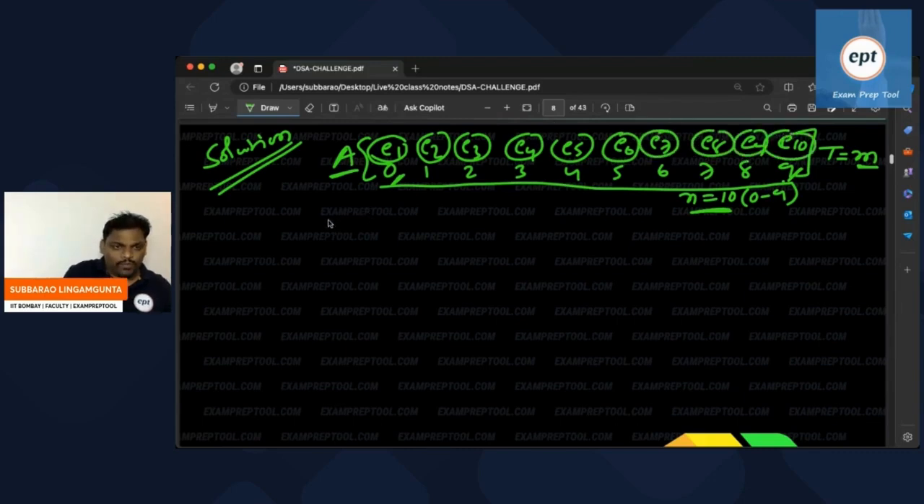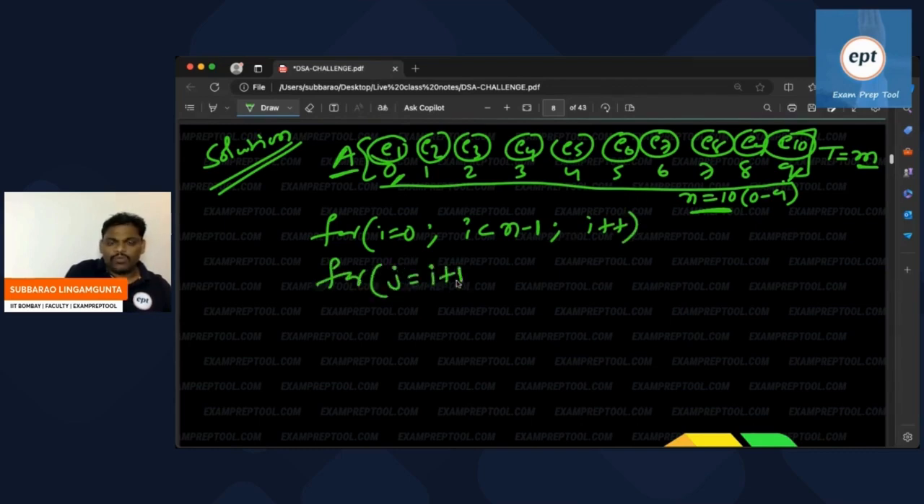Now see how I am doing. For i is equal to 0, i less than n minus 1, i plus plus. For j is equal to i plus 1, because you cannot take same i. You cannot check because two distinct people are required. j less than n, j plus plus. Now if you observe clearly, nowhere i and j will be equal, because if i value is 0, j value will start from 1.